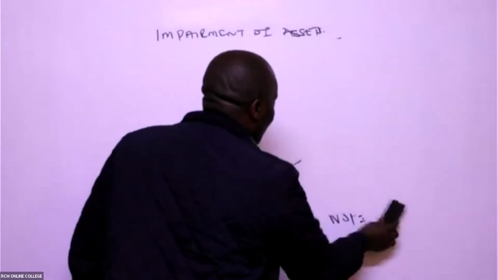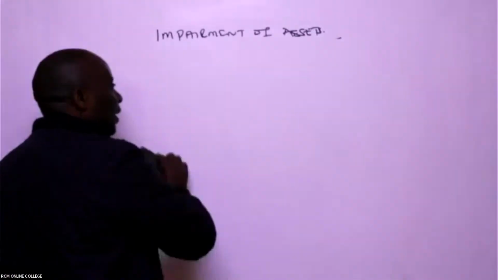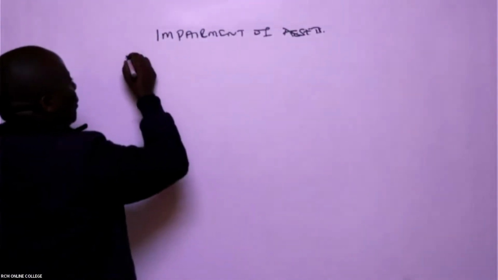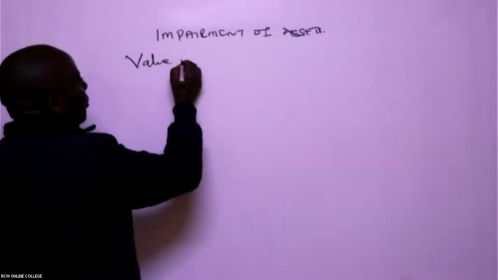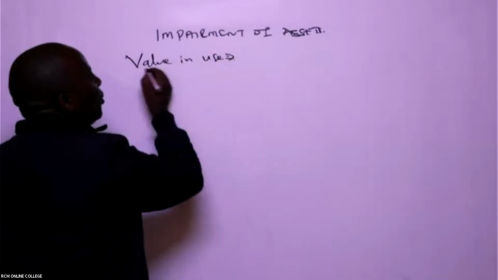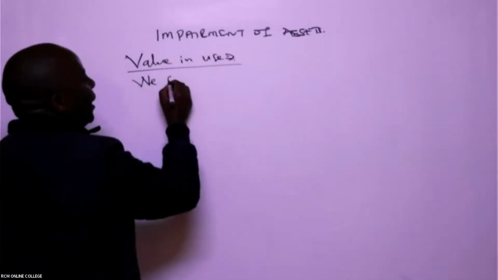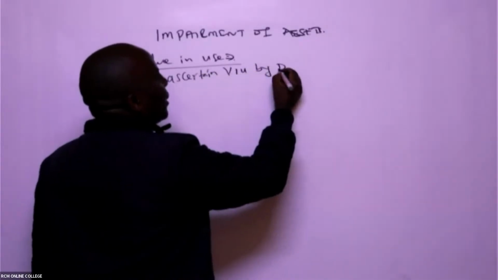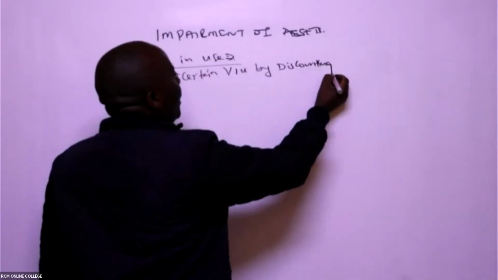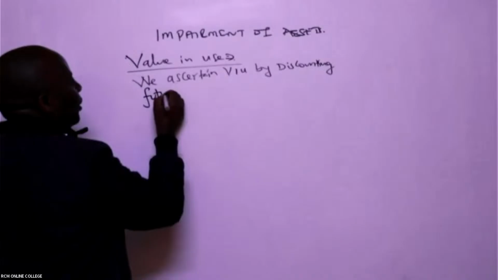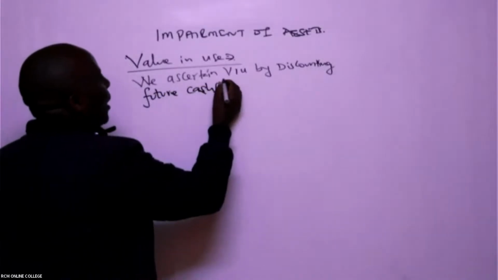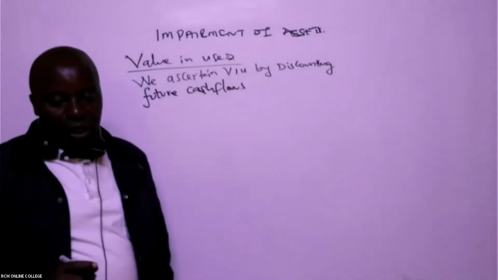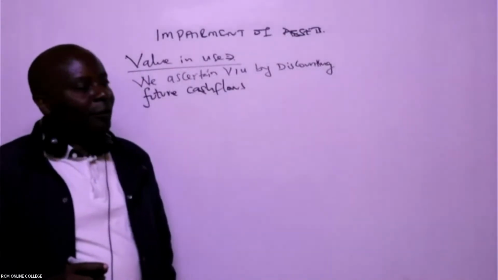Now that some students never watched the video, you'll just give me 5 minutes to mention something here about value in use. Within 5 minutes, I should be able to clear this. So remember, value in use, we ascertain value in use by discounting future cash flows.